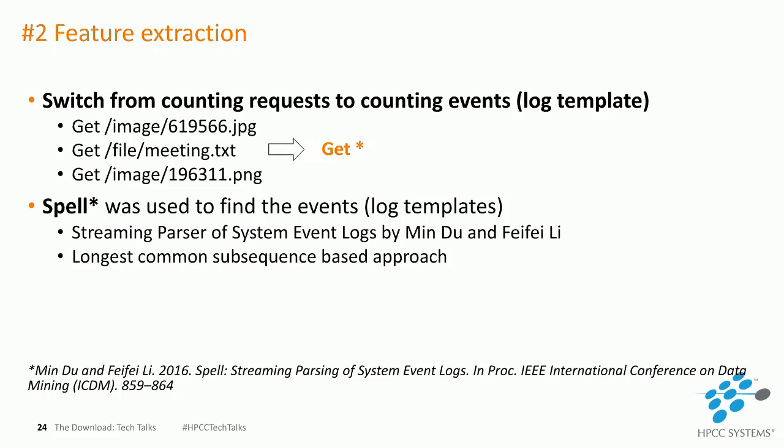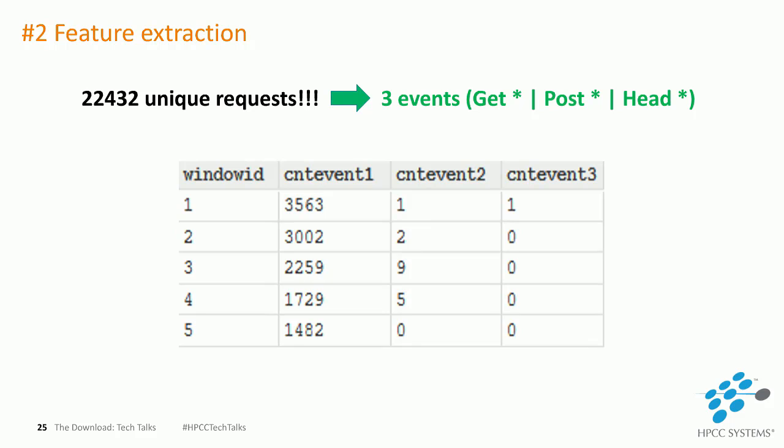Many researchers have developed systems to move from requests to events. Among the many works in the domain, we chose Spell, which is a streaming parser for system event logs developed by Min Du and Feifei Li, and it is based on longest common subsequence. We chose this approach simply because it was fast and accurate for our needs. Having applied Spell on our data set, we moved from 22,432 unique requests to 3 events, which were get star, post star, and head star. The table below shows a sample of our extracted features. We have the window ID and the count of occurrences of each of the events instead of each of the requests.